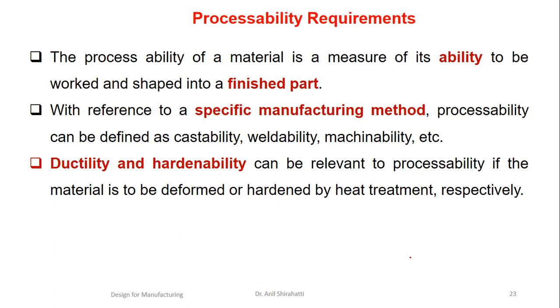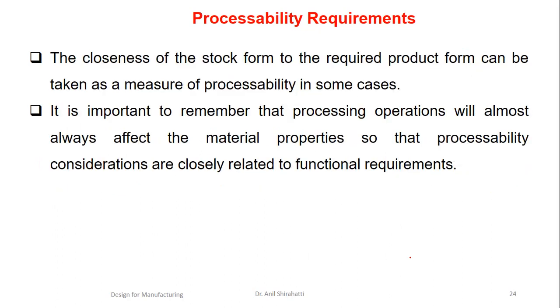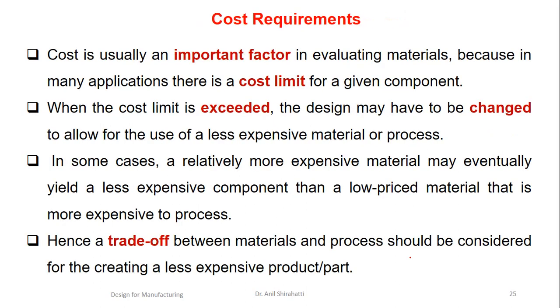Ductility and hardenability can be relevant to processability if the material is to be deformed or hardened by a heat treatment process. The closeness of the stock form to the required product form can be taken as a measure of processability in some cases. It is important to remember that a processing operation will almost always affect the material properties, so processability considerations are closely related to the functional requirement of any part.